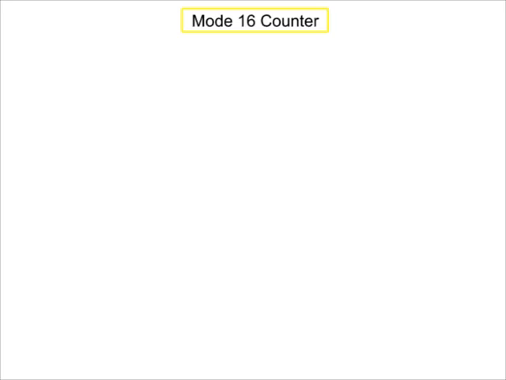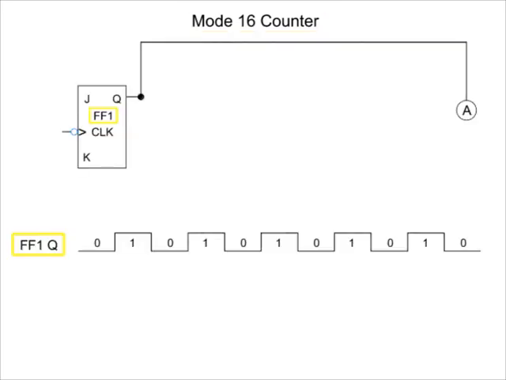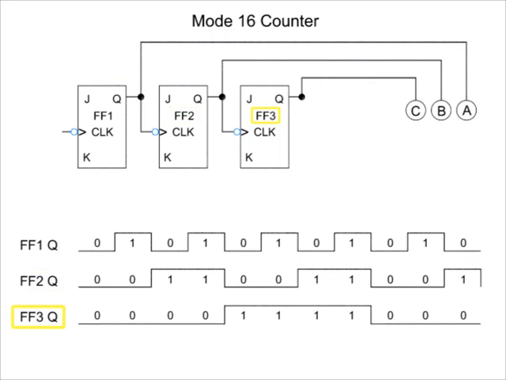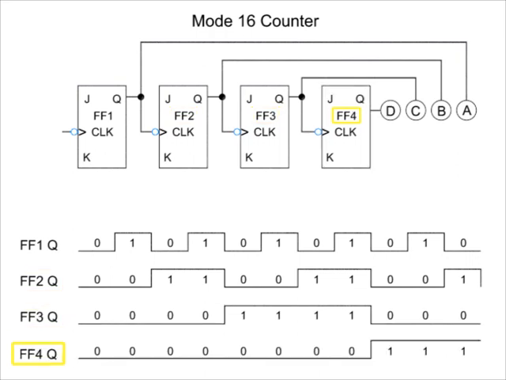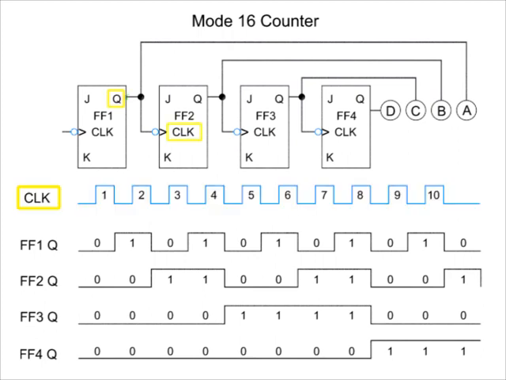A mode 16 counter uses 4 JK flip-flops as diagrammed here. In this circuit, the output at Q becomes the clock input for the next JK flip-flop. Each JK flip-flop is open, thus they are set automatically to high or 1, which keeps them in their toggle position. The counter starts at 0, 0, 0, 0.